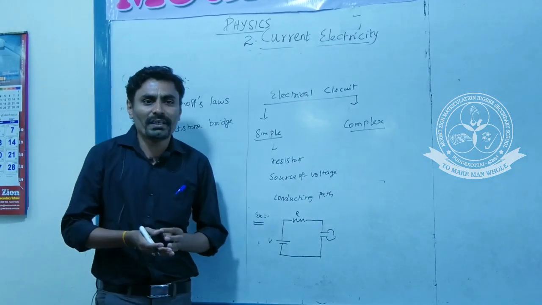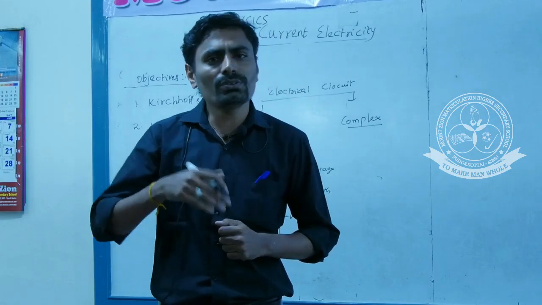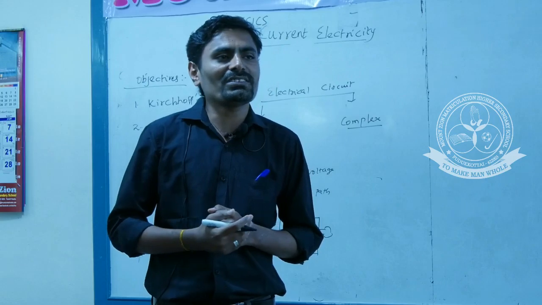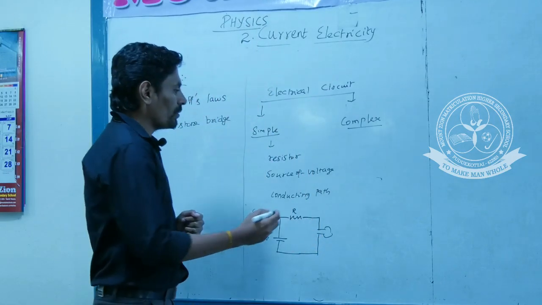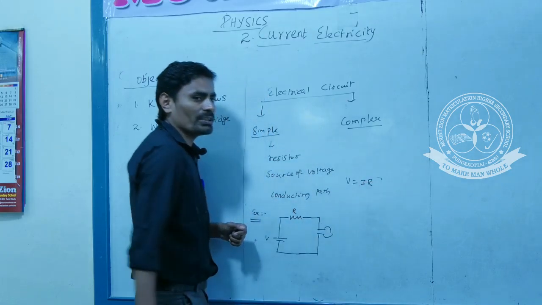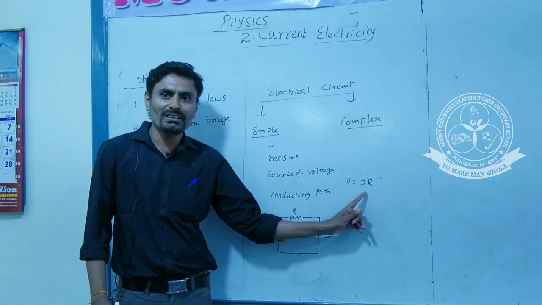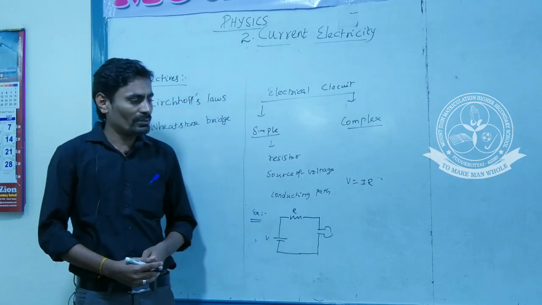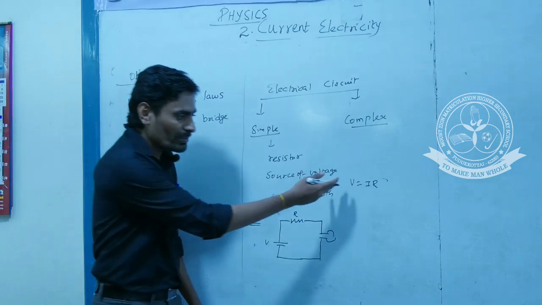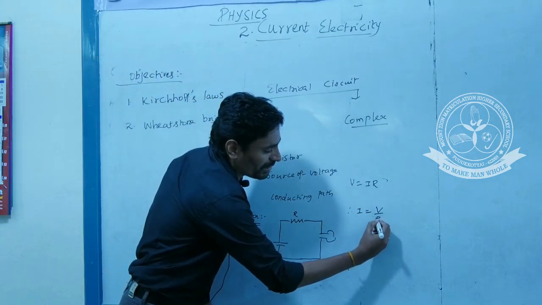So how do we calculate the current and voltage in a simple circuit? We use Ohm's law. We know the equation of Ohm's law: V equal to IR, where V is the source voltage, I is the current, and R is the resistance of the circuit. So how do we find the current in the simple circuit? Using Ohm's law, I equal to V by R.